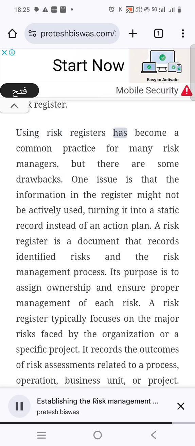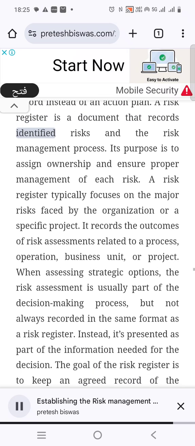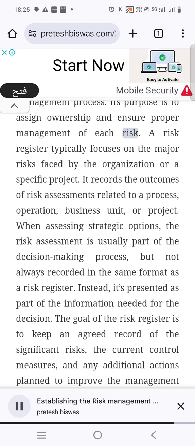Using risk registers has become a common practice for many risk managers, but there are some drawbacks. One issue is that the information in the register might not be actively used, turning it into a static record instead of an action plan. A risk register is a document that records identified risks in the risk management process. Its purpose is to assign ownership and ensure proper management of each risk.